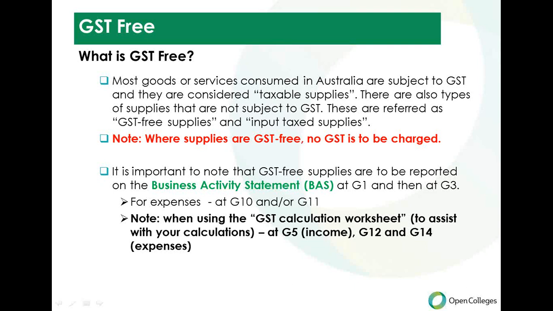Now remember, where supplies are GST-free, no GST gets charged, and it's important to note that GST-free supplies are to be reported on the BAS at G1 and then removed from the BAS at G3. So when you're preparing one of the assessment activities, be careful of GST inclusive, GST exclusive and GST-free input taxed supplies. Expenses are G10 and/or G11, and one thing you can always do to help you with GST is use the GST calculation worksheet, which assists with your calculation because it adds additional boxes to what's actually on the BAS. If you feel it would be more useful, you can download one from the ATO website, and I'll take you through an example shortly.